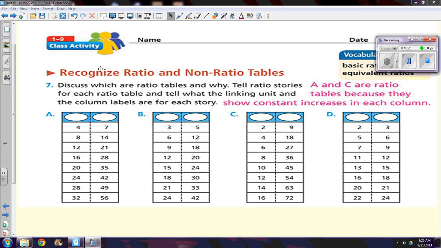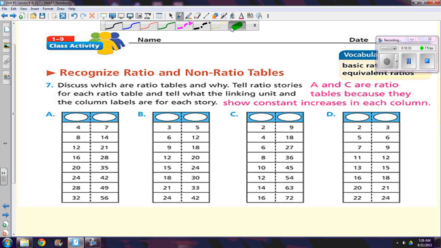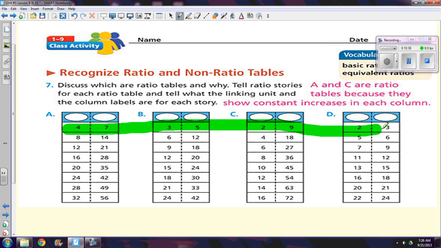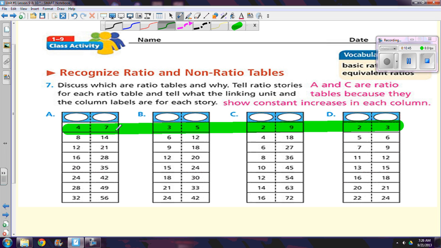Okay, so 4 to 7, 3 to 5, 2 to 9, 2 to 3. That's what we're looking at. Now, what we need to figure out is if it is a constant increase. So, looking at the 4 to 7 first, 4 to 7, 8 to 14. It's going up by 4 on this side, up by 7 on that side, or multiplying by 2 and multiplying by 2.